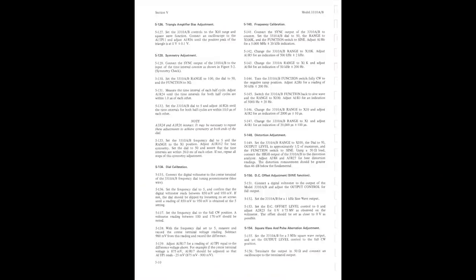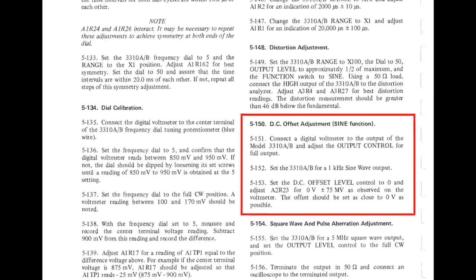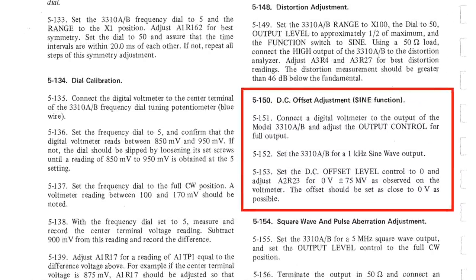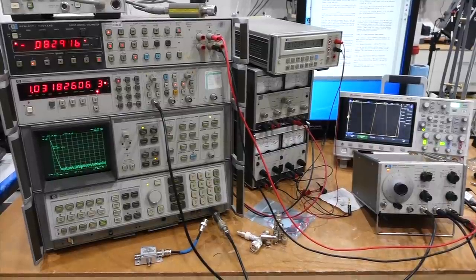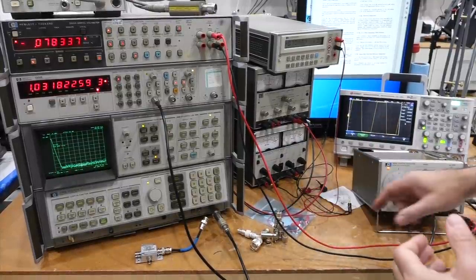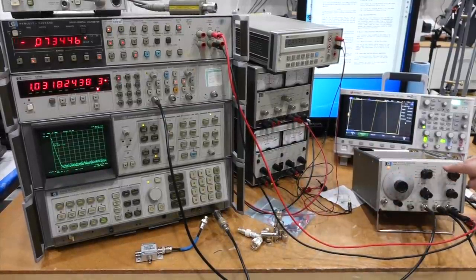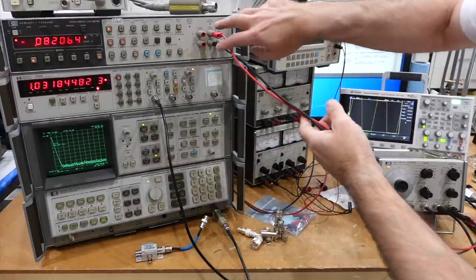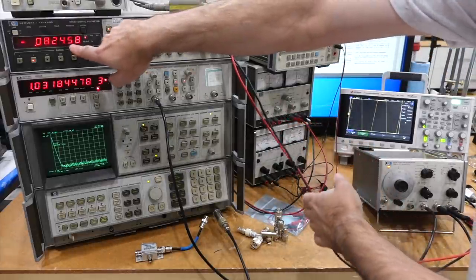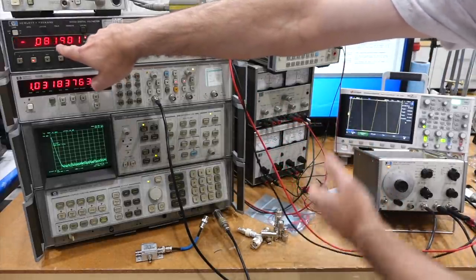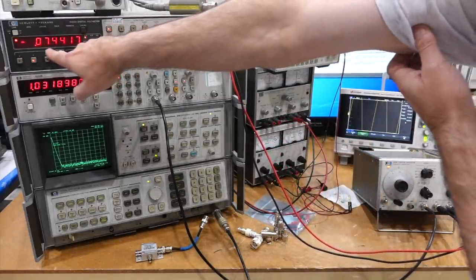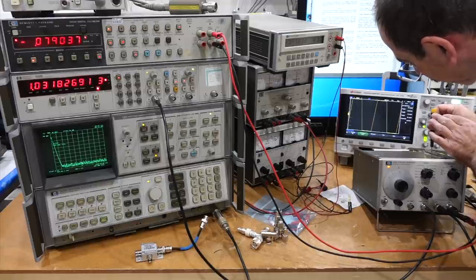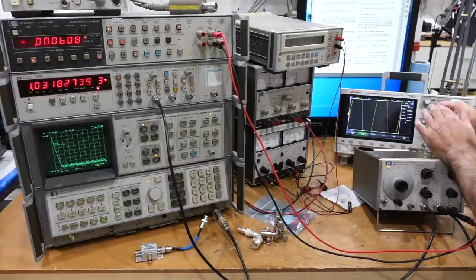We're getting close to the end. Next is DC offset adjustment for the sine, which is quite straightforward. And in this one, they have us adjust the offset to zero. The way they do that is we get to 1 kHz, and then we put it at the input of a digital voltmeter, and we make that less than 75 millivolts. You can try to tweak it. Yeah, there you go.